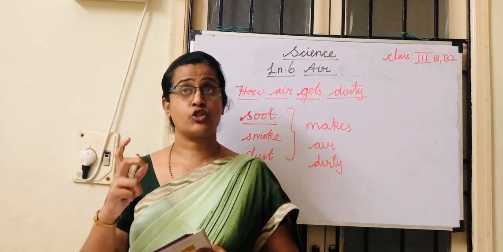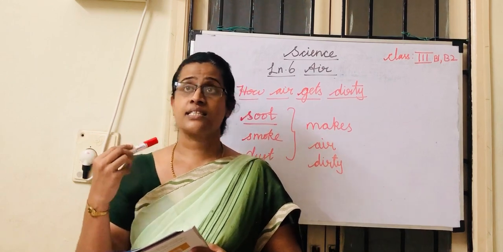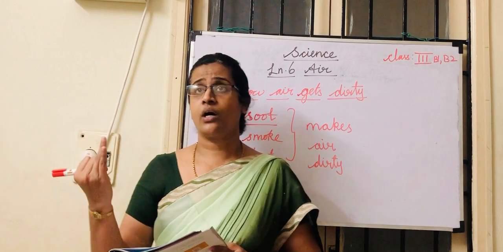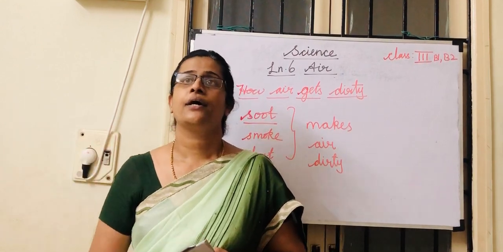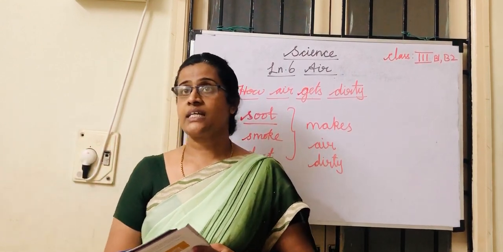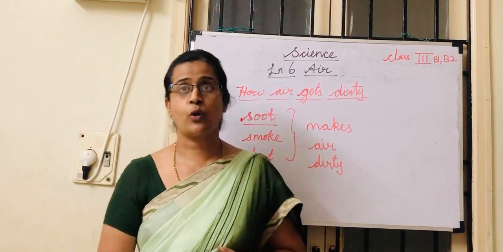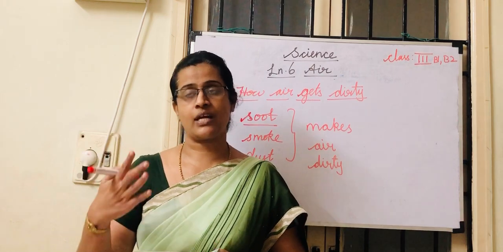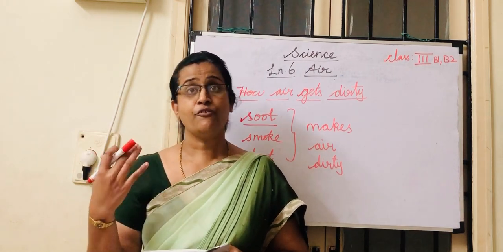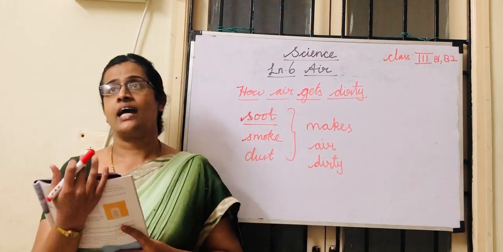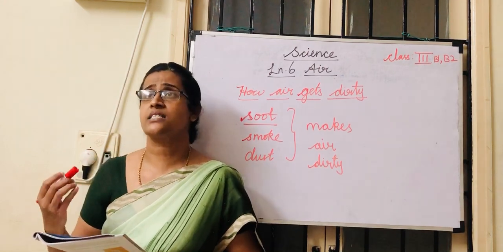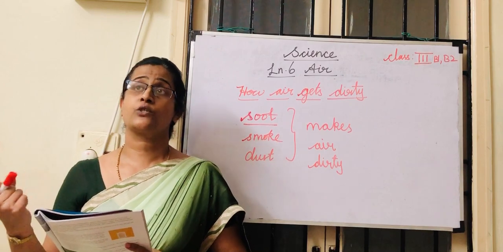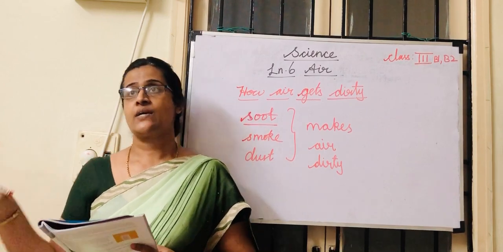Air is a mixture of gases. What are the gases present in air? They are nitrogen and carbon dioxide. Carbon dioxide is very important for plants to grow. Plants use carbon dioxide to make food, and plants use some of this food to live and to store the rest.